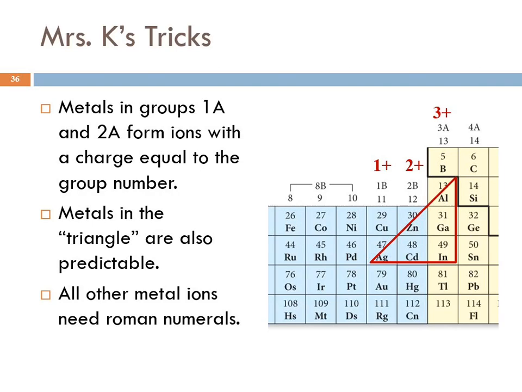So if it's in group 1A, 2A, 3A, zinc or silver, no Roman numeral. Any other metal needs a Roman numeral when it forms an ion. And I'll repeat that a lot. Group 1A, 2A, 3A, zinc or silver. Those are the ones that do not need a Roman numeral. Everybody else does.